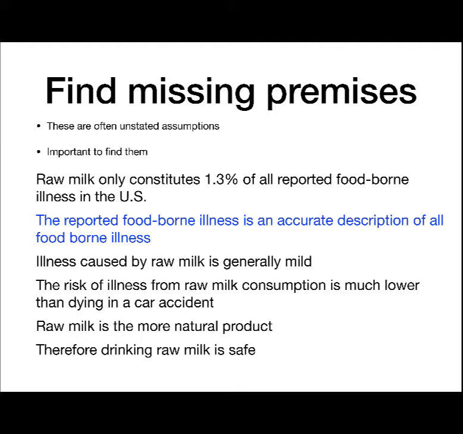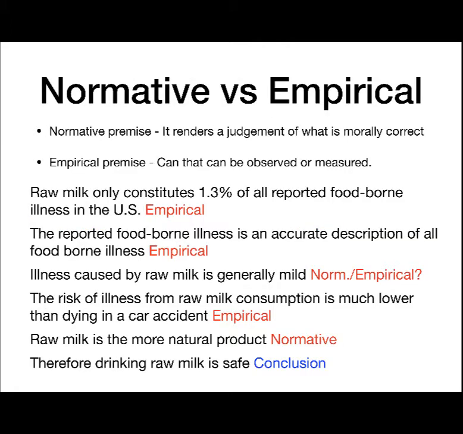Now we want to determine whether a premise is normative versus empirical. We're setting up to then test them. Normative premises will render a judgment of what is morally correct. They can't really be measured. It's more of: this is what most people believe is correct. An empirical premise is something that can be observed or measured.